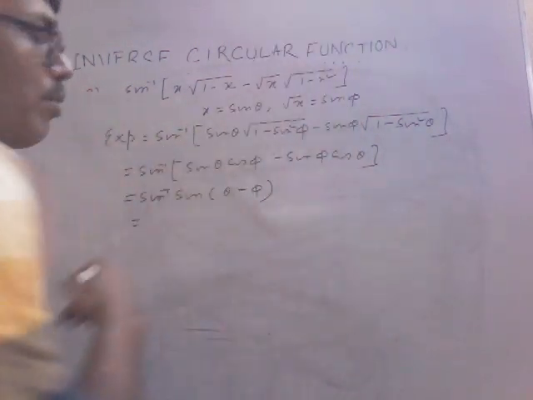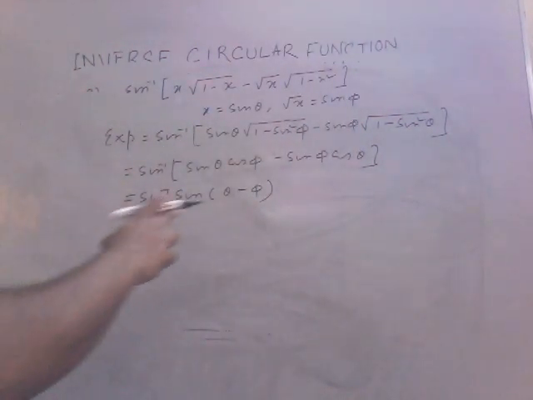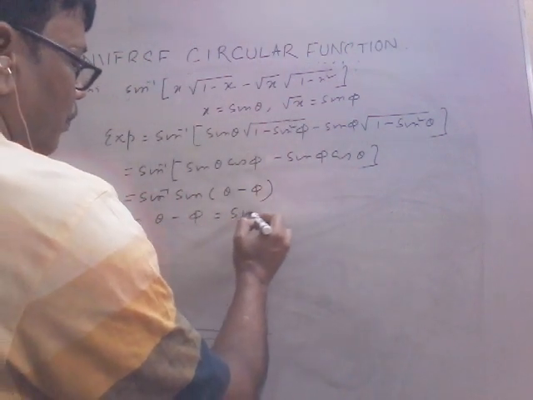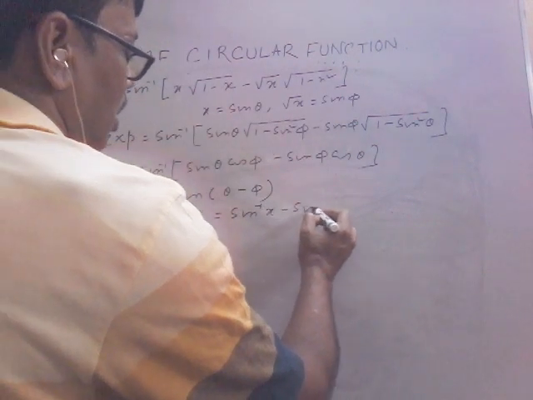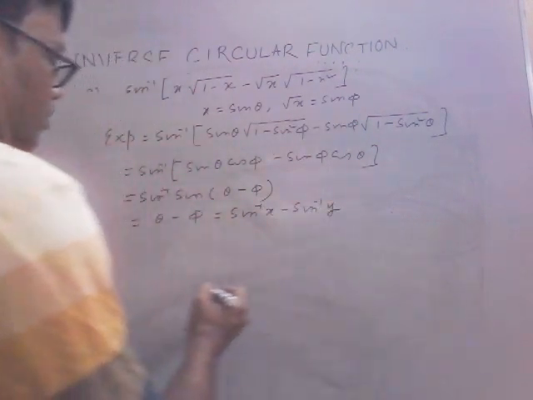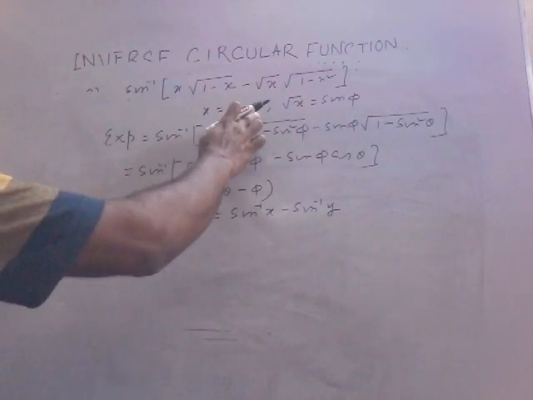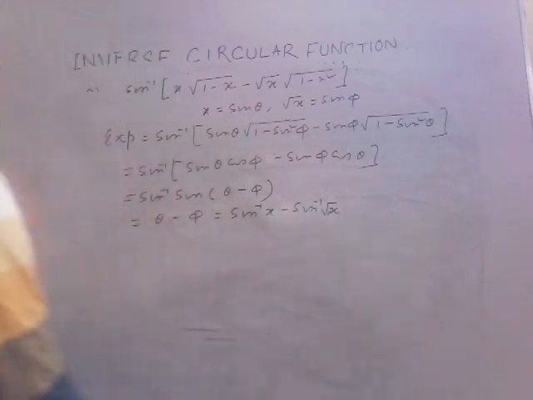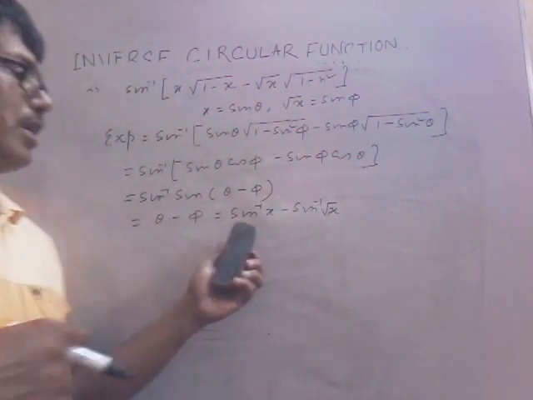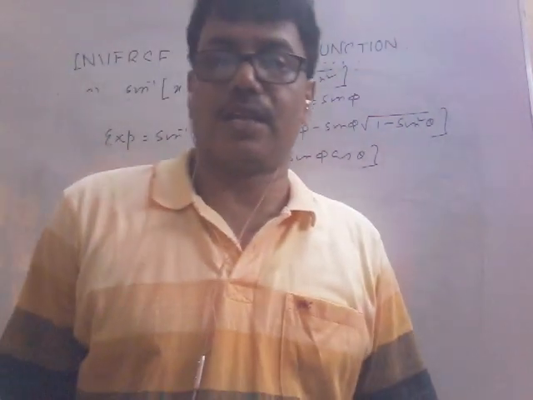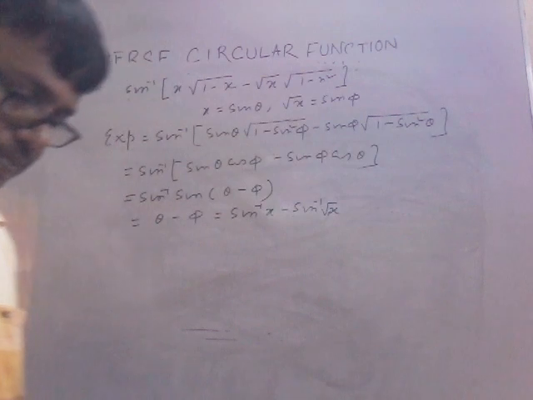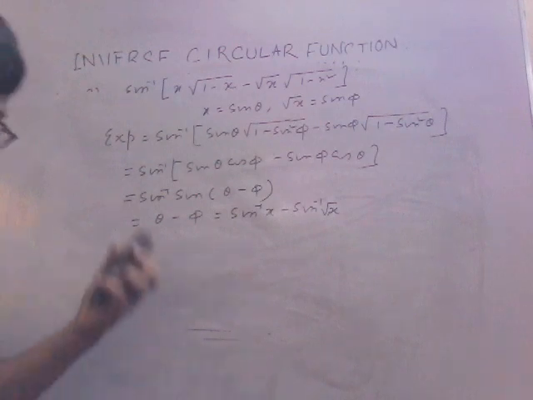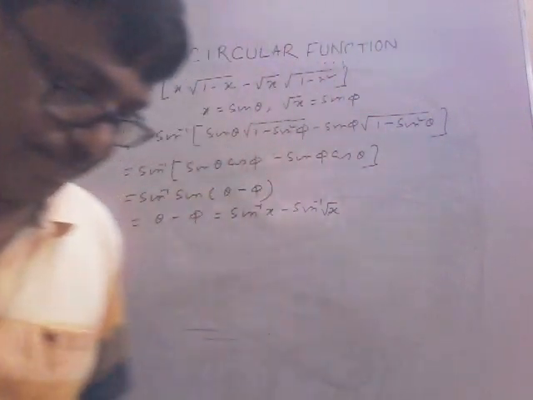Here no restriction of x is given. So we suppose this argument belongs to the principal value. So theta minus phi is sine inverse x minus sine inverse y. So theta is sine inverse x, phi is sine inverse root x. So what is the simplified value? Sine inverse x minus sine inverse root x. Similarly, you can solve the other one.